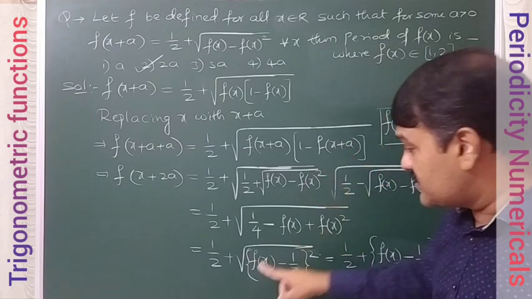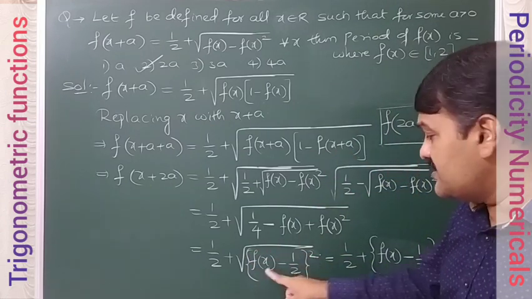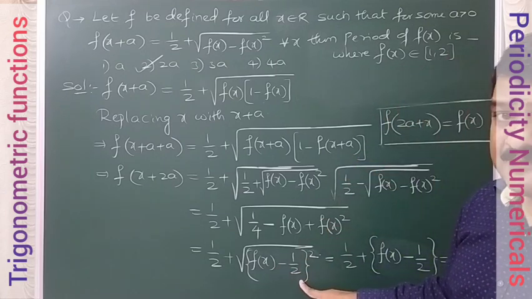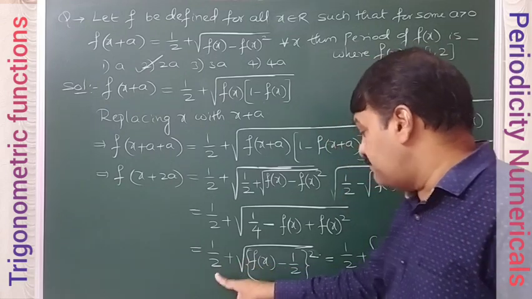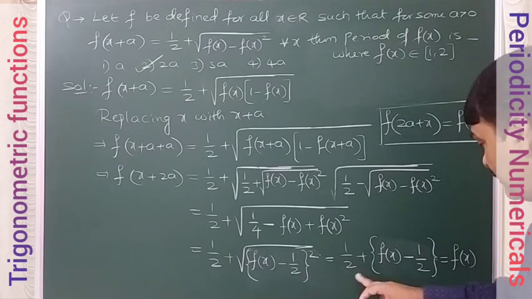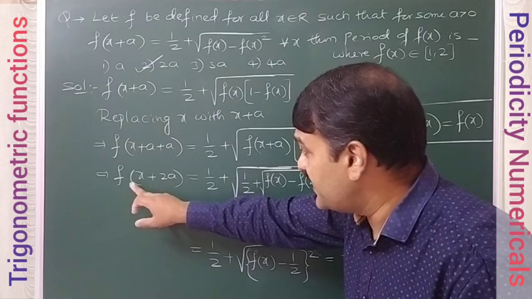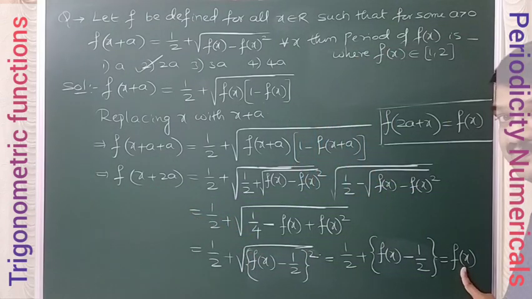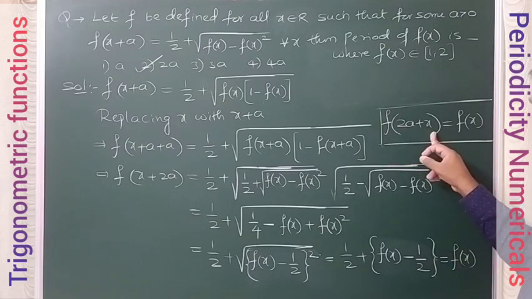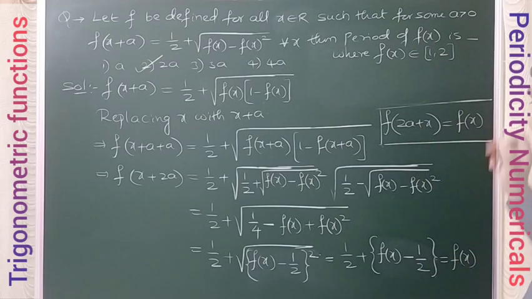So therefore, square root of x square means plus or minus x we will write, no? But this is definitely positive according to this information. This must be positive only. So 1 by 2 plus f of x minus 1 by 2 we can write. So 1 by 2 minus 1 by 2 cancel, it is equal to f of x. This is f of x plus 2a value. So f of x plus 2a or f of 2a plus x, both are the same only. So f of 2a plus x is equal to f of x.